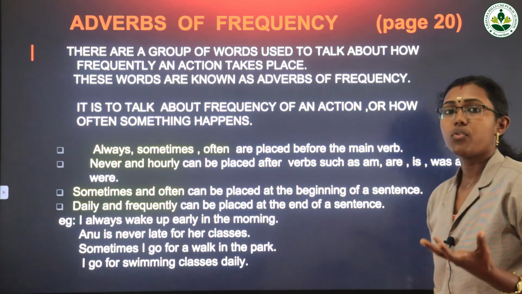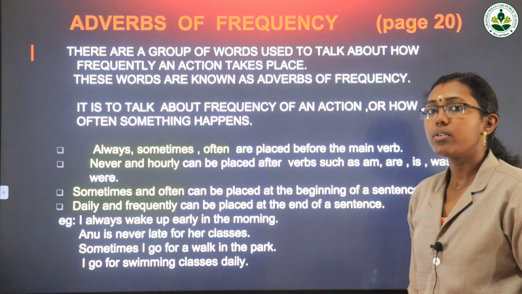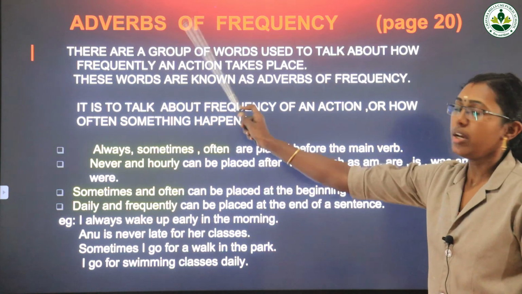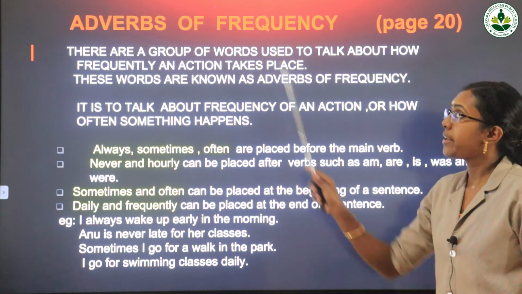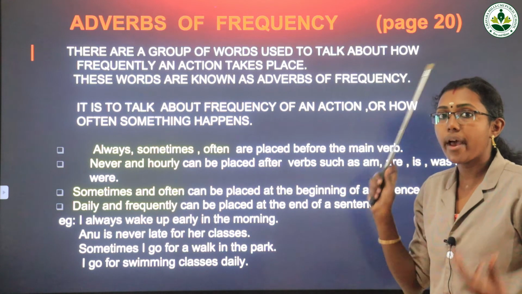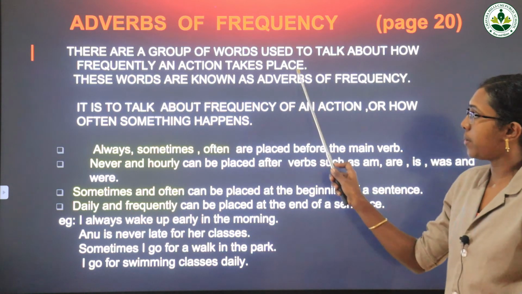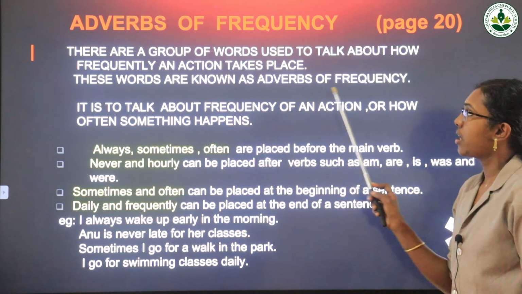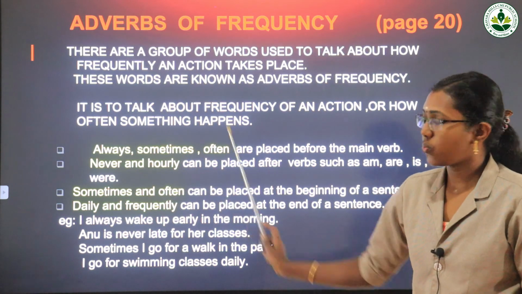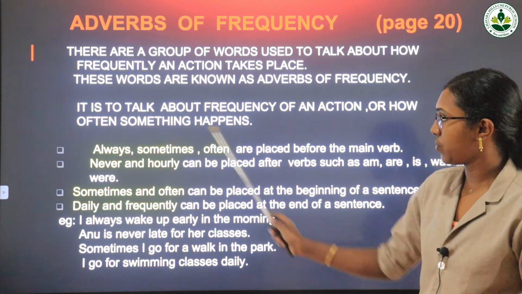That means how often, regularly or always or rarely, how the action takes place. So for that we use a group of adverbs, that is adverbs of frequency. Frequency means how often an action takes place. These words are known as adverbs of frequency. These yellowish words are the main adverbs of frequency words.